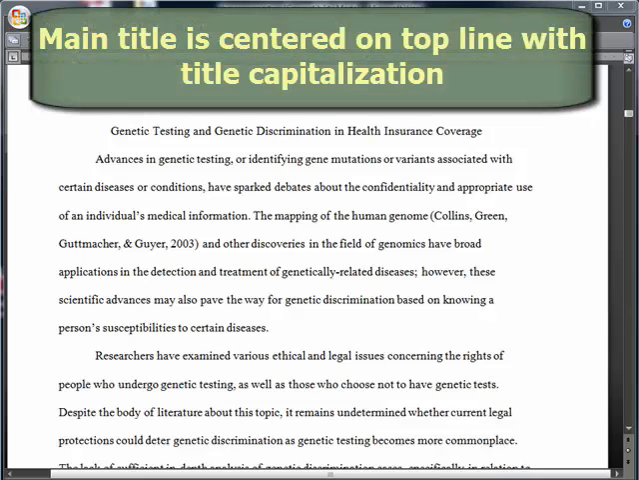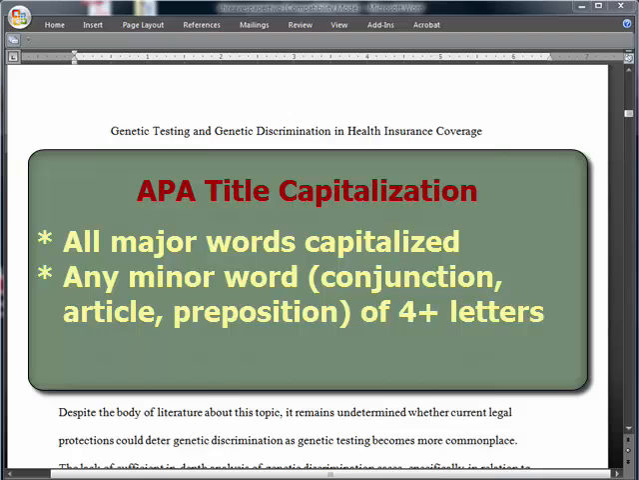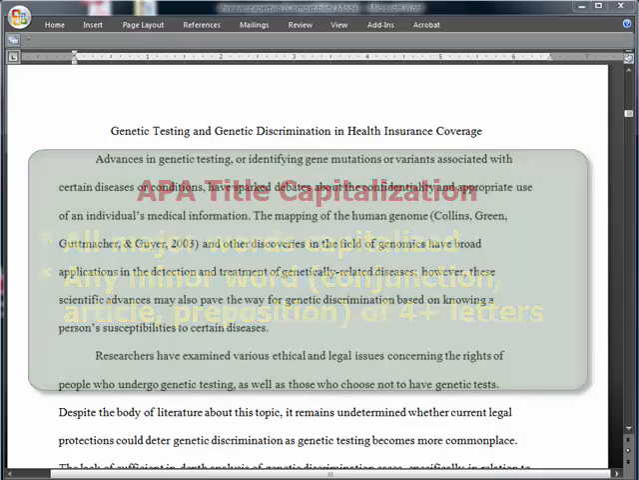As you can see, the main title of your paper is repeated on the top line of this page. It is also centered, and it also maintains APA title capitalization. In APA, all major words of a title are capitalized. What does APA not consider to be major words? They are conjunctions, articles, prepositions. All words of 4 letters or more are capitalized.